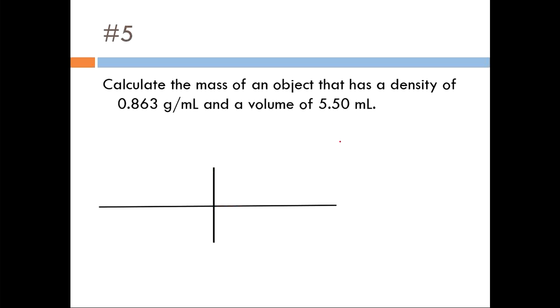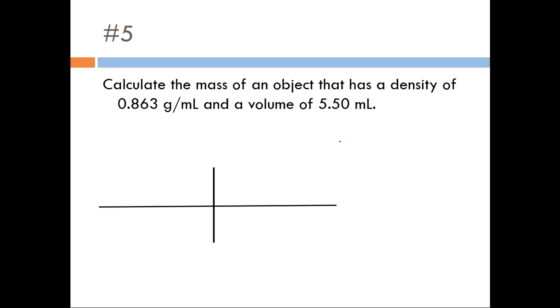Let's take a look at a unique problem, number 5. Calculate the mass of an object that has a density of 0.863 grams per milliliter and a volume of 5.50 milliliters. Now, this is a density problem, and previously, I know you've done density in biology. Density is mass divided by volume. And we also looked at density problems earlier this year.